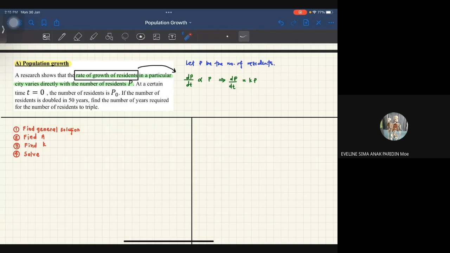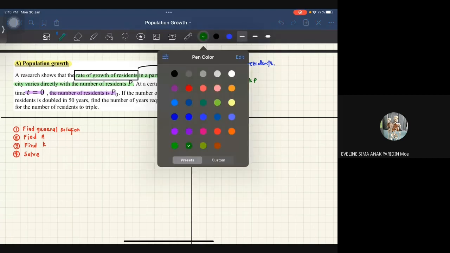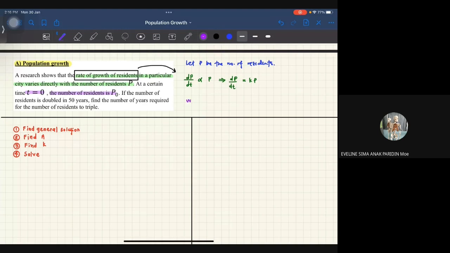Saya tahu. Okay, next information. And then dia cakap lagi, at a certain time, T equals to 0. Okay, so we are given T equals to 0. The number of residents is P naught. Okay, so this information tells us that when T is equals to 0, population tadi kita denote sebagai P. Okay, so P is gonna be equals to P naught. Itu adalah information yang kedua. Okay, settle. Alright, next one.